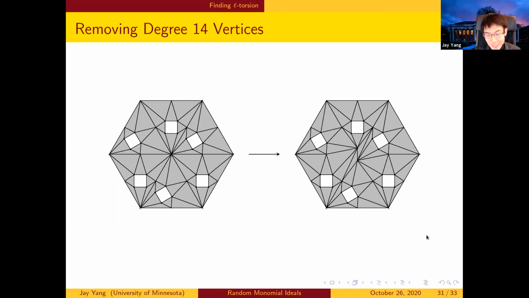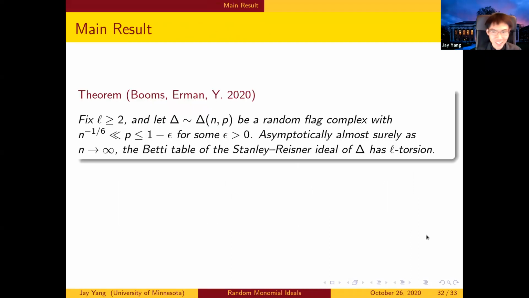Importantly, what's left is degree 12 vertices. The maximum degree that appears is degree 12. And so that tells us that our essential density can't possibly be larger than 6. Right? And so what we get is the theorem I showed earlier, which says that for any prime L and our random flag complex, our random monomial ideal, for p greater than roughly n to the negative 1/6, asymptotically almost surely the Betti table has L torsion.